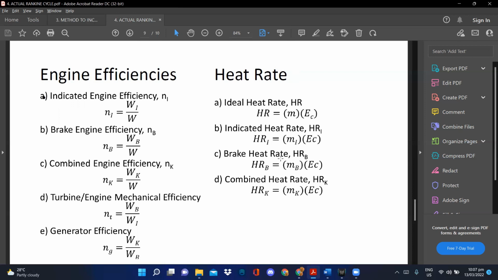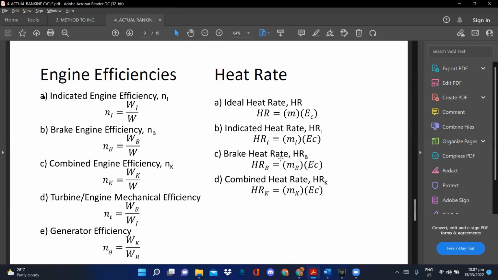Now, for the engine efficiencies. So, the indicated engine efficiency, NI: you have your indicated work all over your work net. Brake engine efficiency: you have your brake work all over your work net. For your combined, you have your combined work all over your work net. For your turbine engine efficiency, you have your brake work over your indicated work. And for your generator efficiency, you have your combined work all over your brake work.